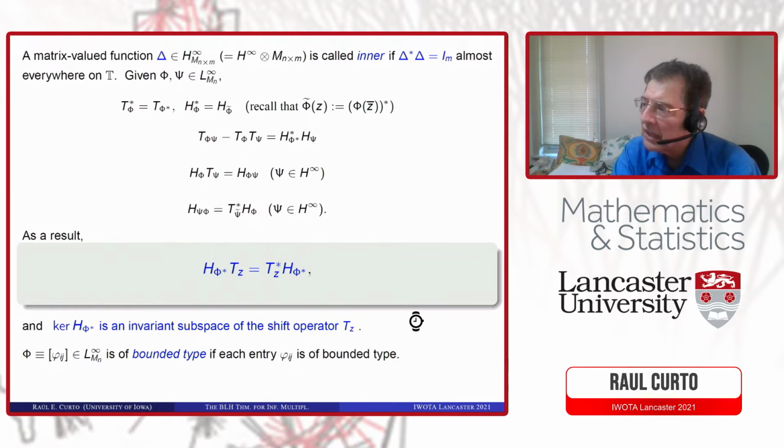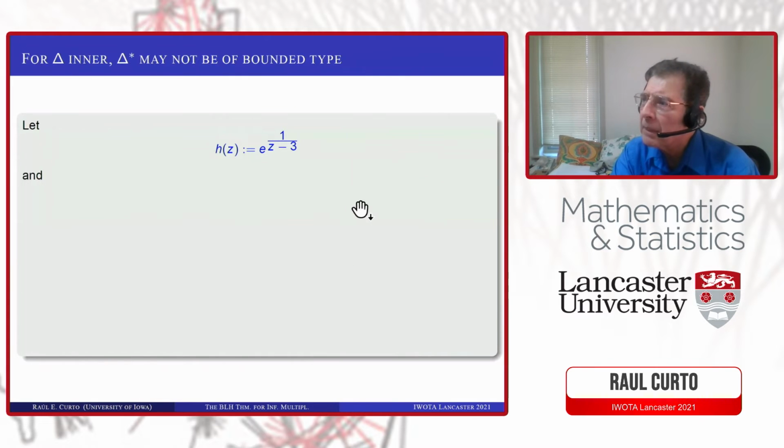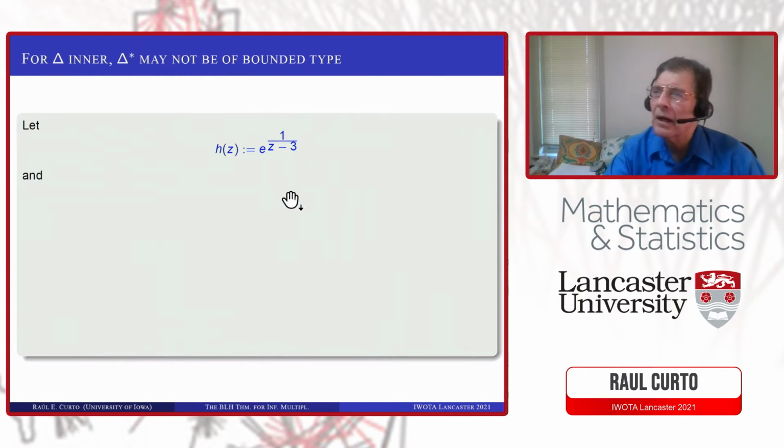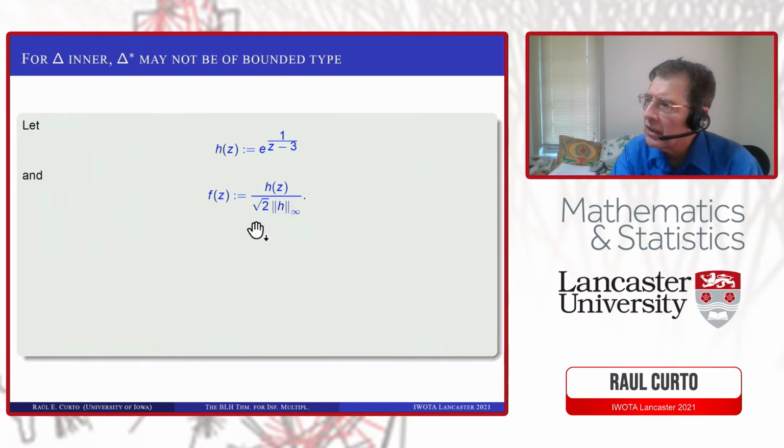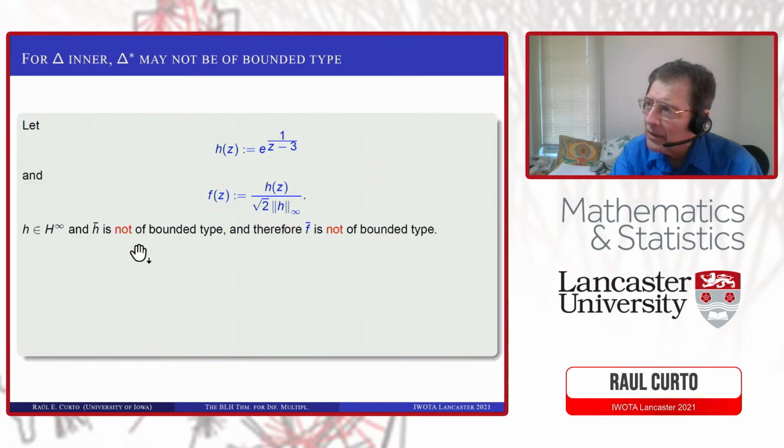if each entry is of bounded type, and rational if each entry is rational. I'm going to give you an example at the very beginning to see that if you start with an inner function, the adjoint of delta may not be of bounded type. So look at this h, and the three is chosen for a reason, as you will see in a minute. You look at hz over radical 2 norm infinity of h, and this f, h is in H infinity, h bar is not of bounded type, as can be easily proved.